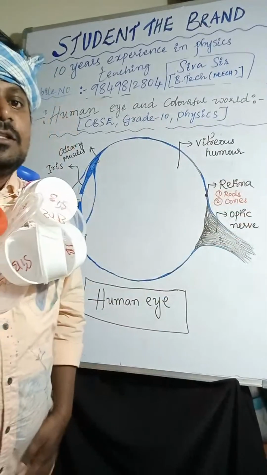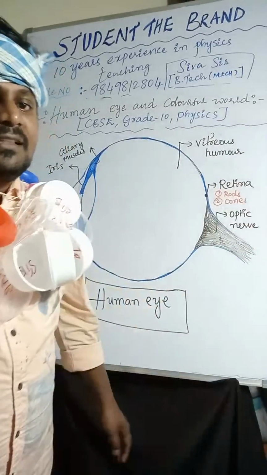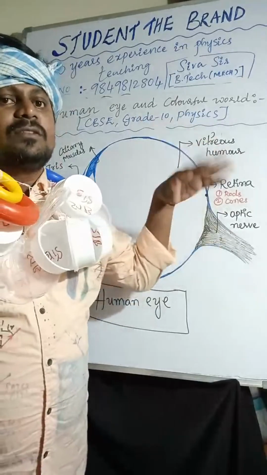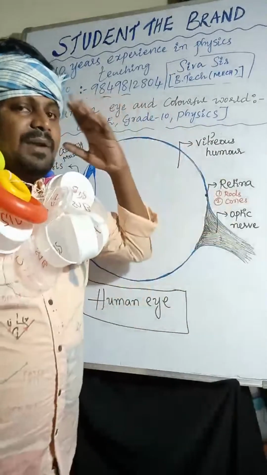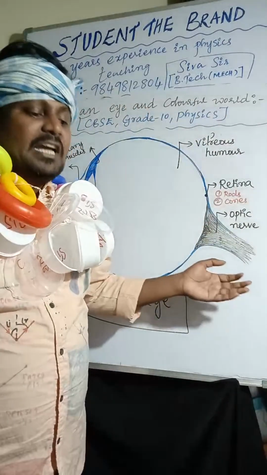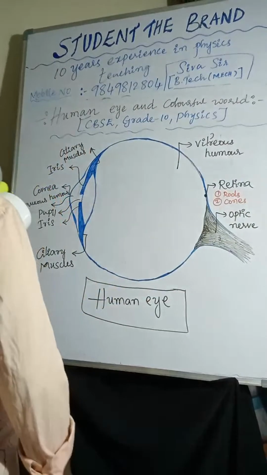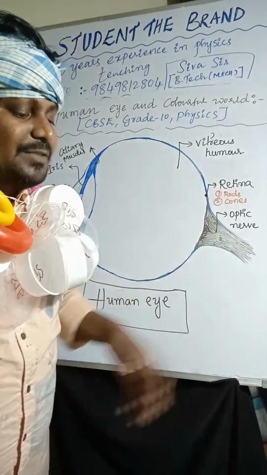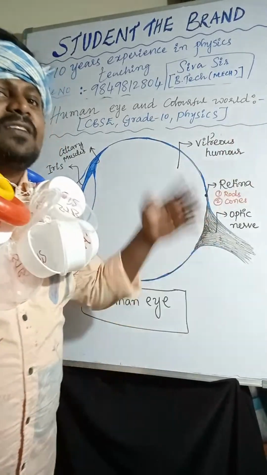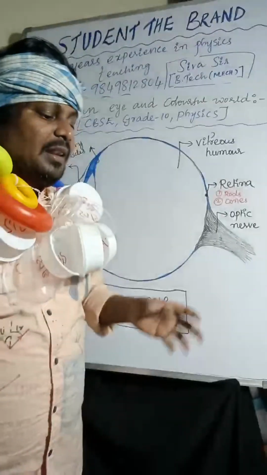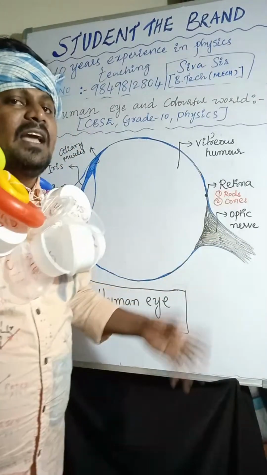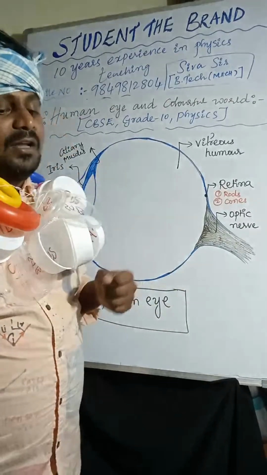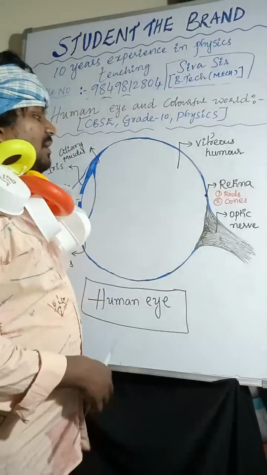Whatever we are seeing, that is a 2D image. That image reaches the brain in the form of electrical signals, and the brain adds additional information: how deep the water is, how high it is, how far the distance is. The brain gives the 3D information. Yes or no? So this is about the human eye, its parts and functions.